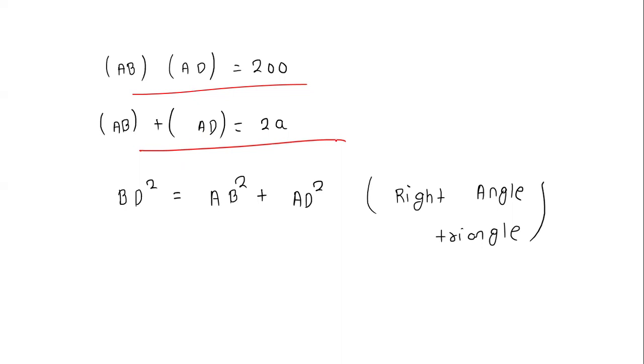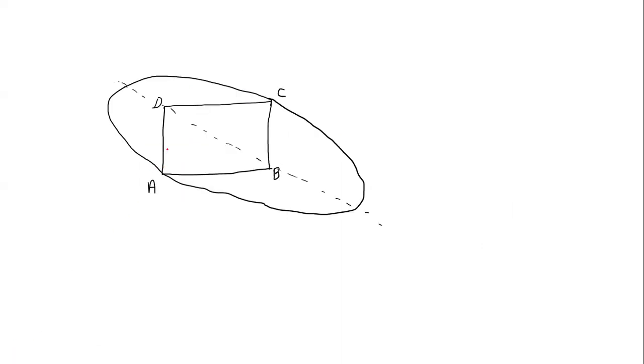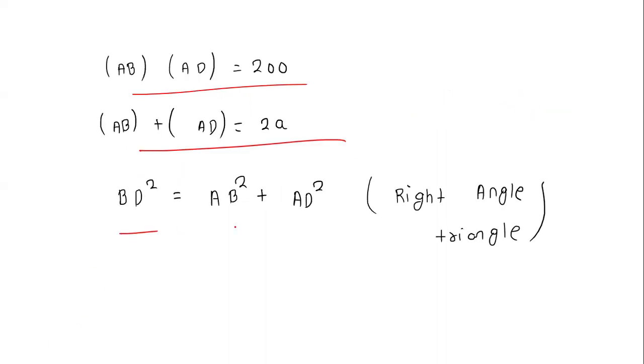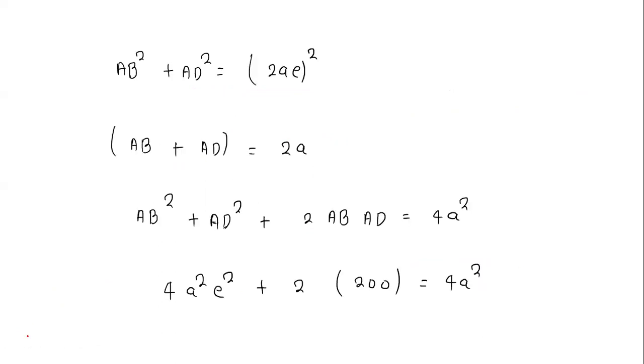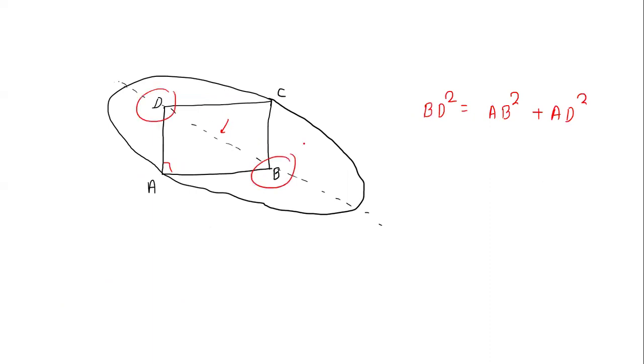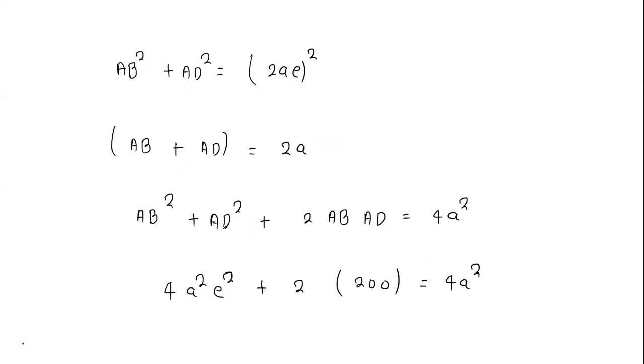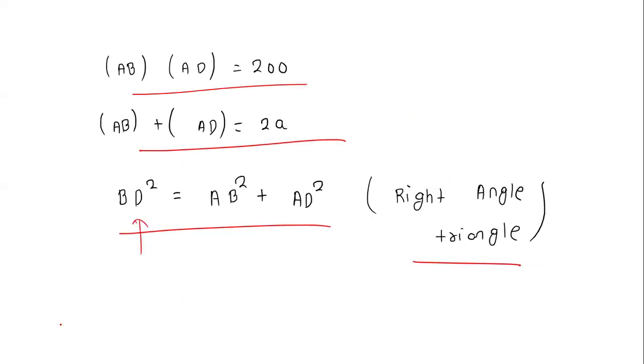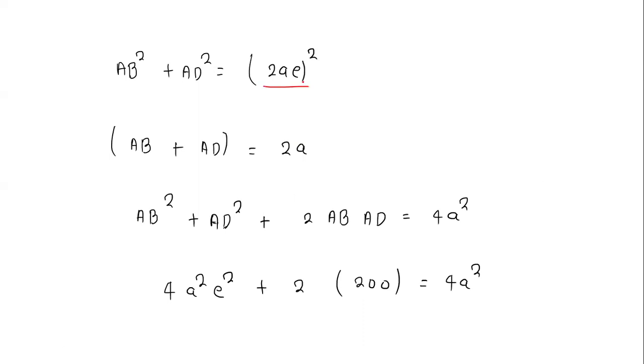So this is the second piece of information, and the third is that in the rectangle this angle is 90 degrees. So we can write BD square as AB square plus AD square, from the right angle property. And we know the distance between the foci is 2AE, where E is the eccentricity of the ellipse. So BD square is simply (2AE) whole square. And we know AB plus AD is 2A.